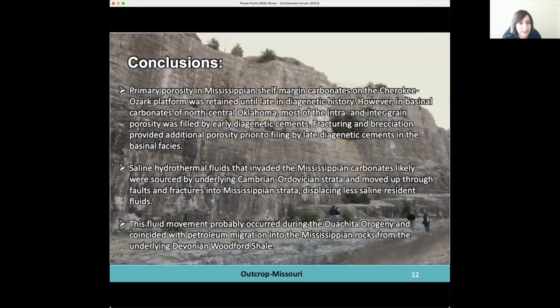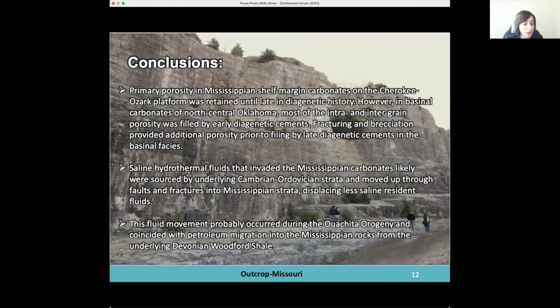So in summary, primary porosity in carbonates in Cherokee Ozark platform was retained until late diagenetic history. However, in North Central Oklahoma, most of the intra- and intergrain porosity was filled with early diagenetic cement. Fractures and breccias provided additional porosity filled by later diagenetic cement.